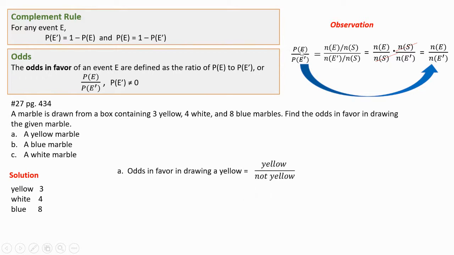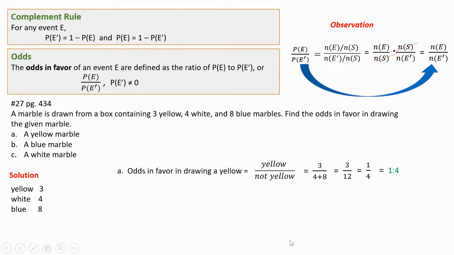It's going to be yellow, that's what is meant by the event, or not yellow. The event is yellow, and the complement of yellow is not yellow. So to make it short and sweet, this is how you get your answer: whatever they want over the rest. How many are yellow? 3. How many are not yellow? It's the white and the blue, which is 4 and 8. We add them up: 3 over 12, which is 1/4. But the answer should be in this form: 1 to 4. That's the odds in favor.